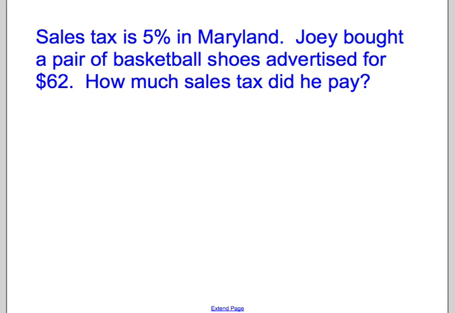Okay, so let's see. Now, this first one doesn't exactly follow that route real well, but let's see what we got. Sales tax is 5% in Maryland. Joey bought a pair of basketball shoes advertised for $62. How much sales tax did he pay? So we're given the percent, which is 5%. And what idea goes in the of spot? You want to put the total. What's the total cost of the shoes?